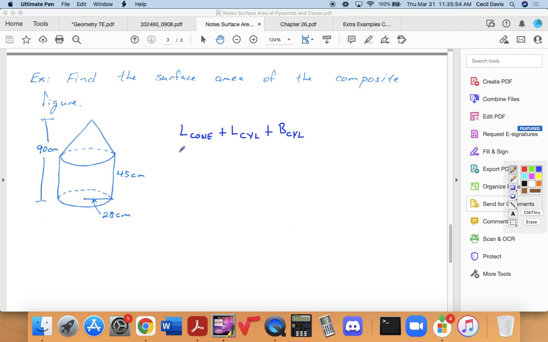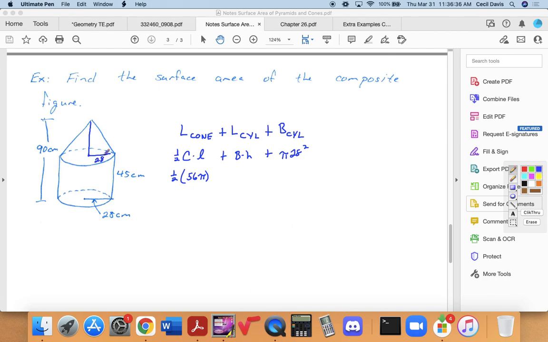So the lateral area for the cone, we're going to do 1/2 the circumference of the base times the slant height, plus the lateral area of the cylinder will be the area of the base times the height, plus the area of the base. It's going to be pi times 28 squared. So this is going to be 1/2 of the circumference, which will be 56 pi. And those dirty, rotten scoundrels, they didn't give us the slant height. Well, we can find it.